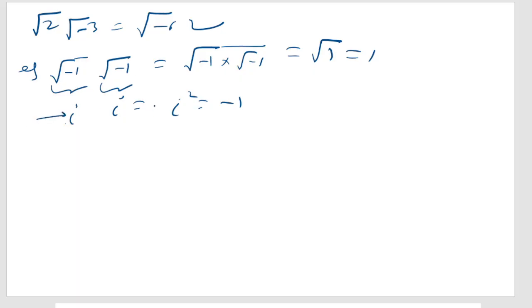Okay, so let's try to find one example of finding the square root. Let's say the question is to find the square root of any complex number.